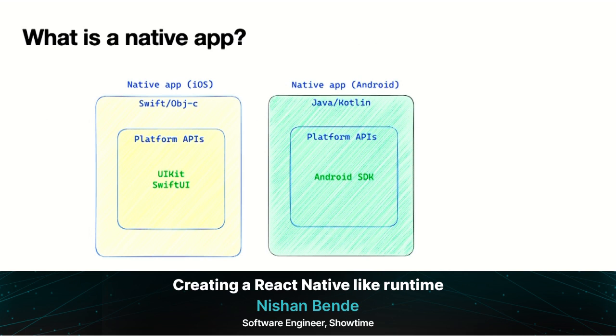And what is a native app? As you can see, there's iOS and Android. For iOS, you have to write Swift, Objective-C, and then there are platform APIs. So iOS has UIKit, SwiftUI, and Android has Android SDK. You typically use these APIs to write a native application. So now the question is, can we use JavaScript to interact with these APIs and build a native app?